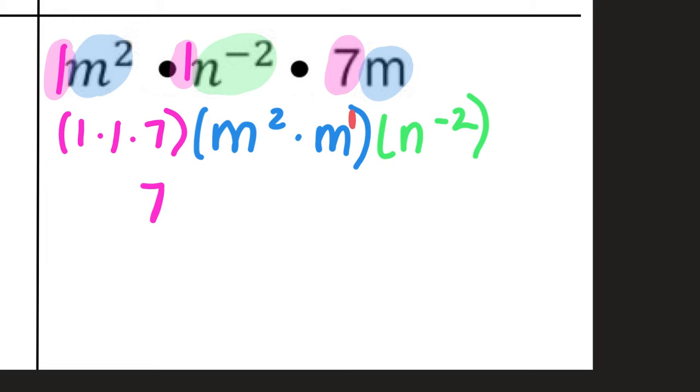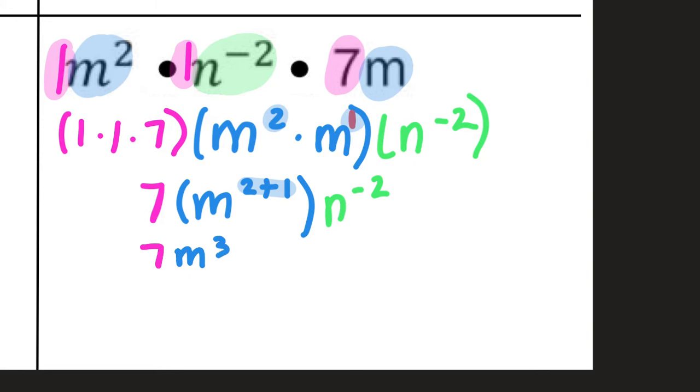So I'm going to be adding my exponents. So it becomes m to the 2 plus 1. And then the n term, there's nothing else with it, so it's just n to the negative 2. Now if I continue to simplify, I can add the 2 and 1. So you have 7, and 2 plus 1 gives us m to the third, and it's n to the negative 2.